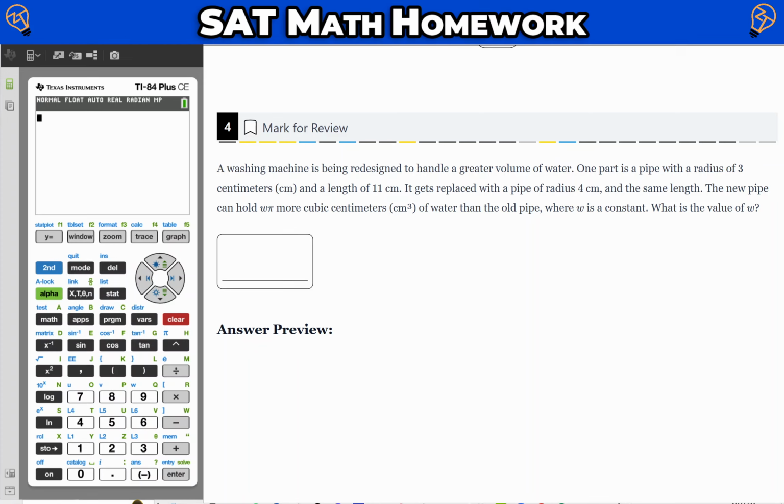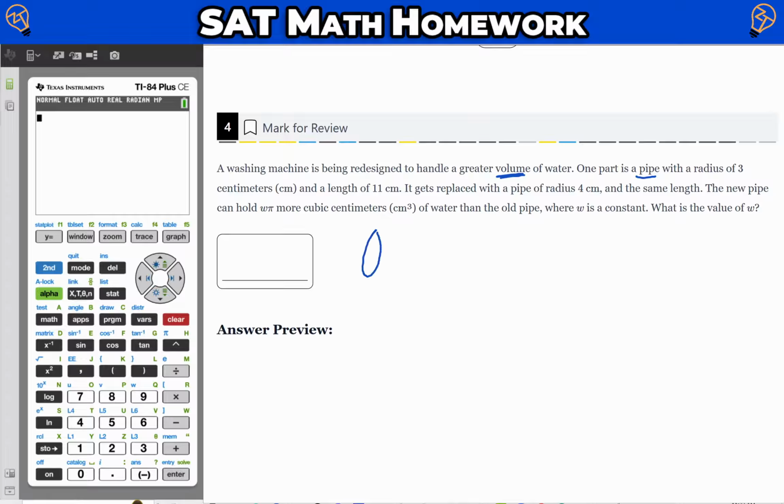Now, this question's a pretty cool one, and it gives us some neat opportunities to show you a couple of things that you could do both on your graphing calculator as well as in Desmos. So, first off, we can see we're talking about volume, and they're talking about a pipe here, which they don't explicitly say the shape of, but you can probably imagine it's cylindrical.